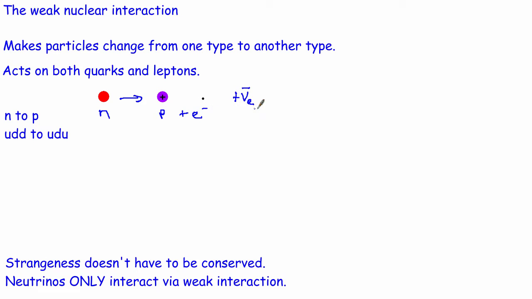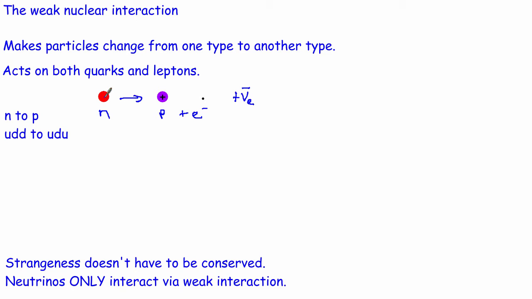So that's actually the full decay for the neutron. At GCSE you learnt just that the neutron goes to a proton plus an electron. Now the full equation is a neutron goes to a proton plus an electron plus an anti-neutrino, and it's an anti-electron neutrino, not a muon or a tau neutrino.